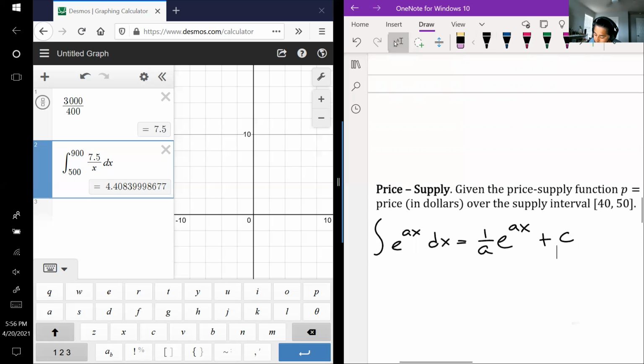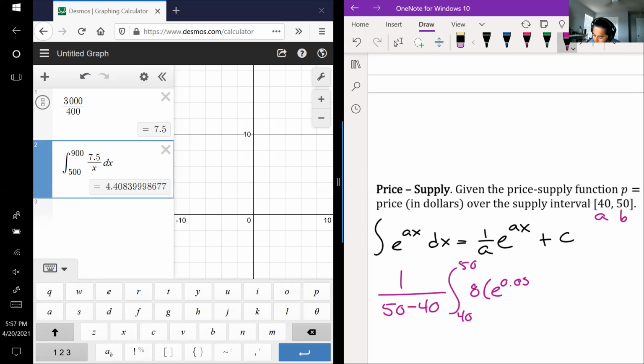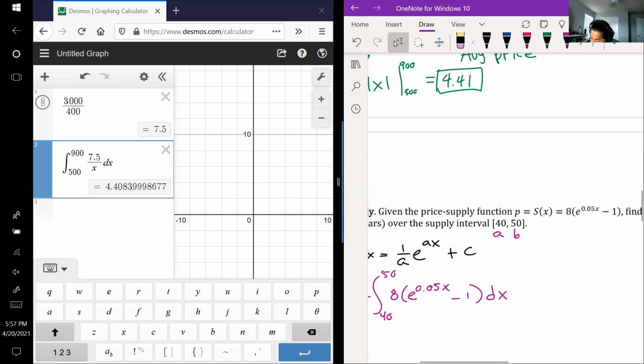Okay. So setting up this integral, here's a, here's b. We're going to get 1 over 50 minus 40 times the integral from 40 to 50 of 8 times e to the 0.05x minus 1 dx. Let me make sure I wrote down that problem right, and I did.